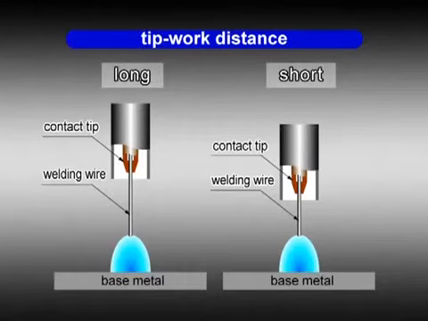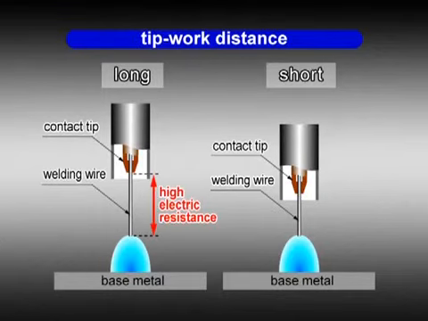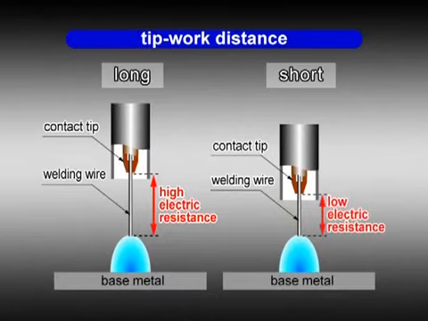When the torch is moved in and out, the electrical stick-out is changed. The welding amperage is decreased when the stick-out is increased due to increased electrical resistance. On the contrary, the welding amperage is increased when the stick-out is shortened.